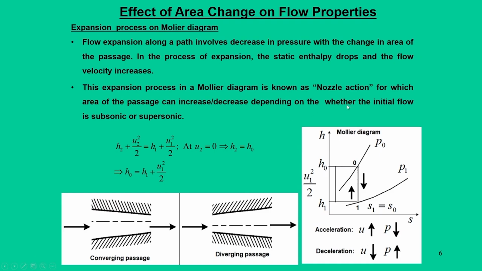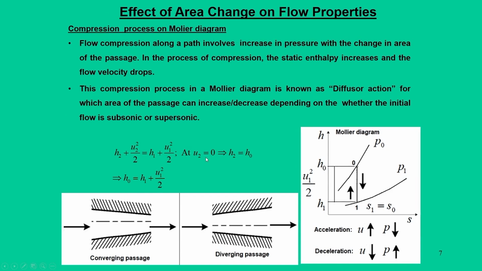So, this depends on whether the initial flow is subsonic or supersonic. If the initial flow is supersonic, a converging passage will act as a diffuser, and when the fluid is initially subsonic, the converging passage will act as a nozzle. However, since we will be dealing with incompressible flow and the initial situation is always subsonic, our main focus will be the converging passage.